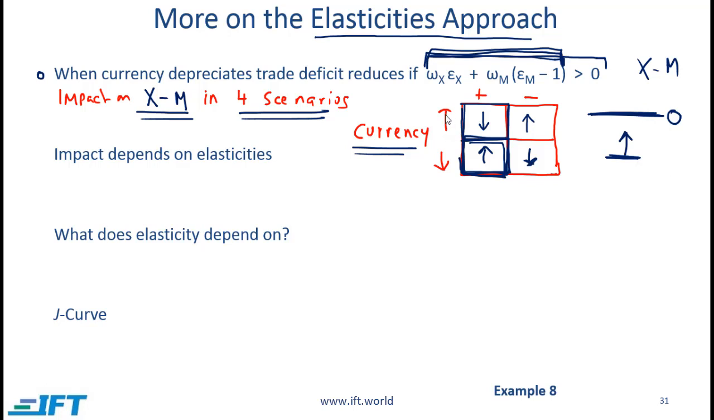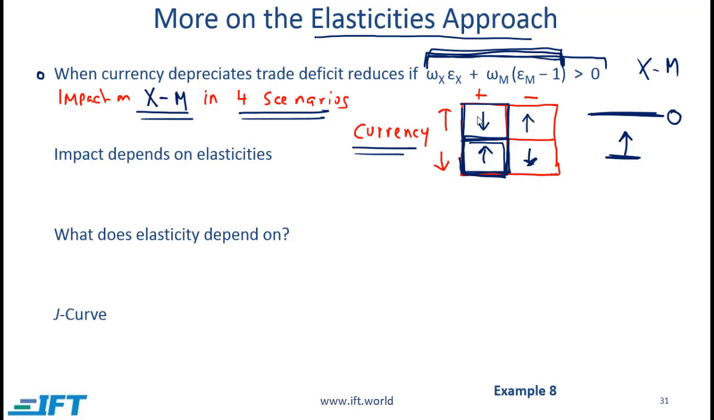What if the currency appreciates and the Marshall-Lerner condition does hold? Then x minus m will come down. On the right hand side, where the Marshall-Lerner condition does not hold, in other words this expression is negative, then what will happen? A devaluation of the currency will actually cause x minus m to come down, and an appreciation of the currency will cause x minus m to go up.